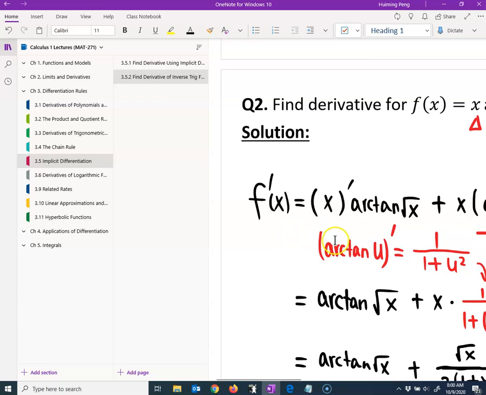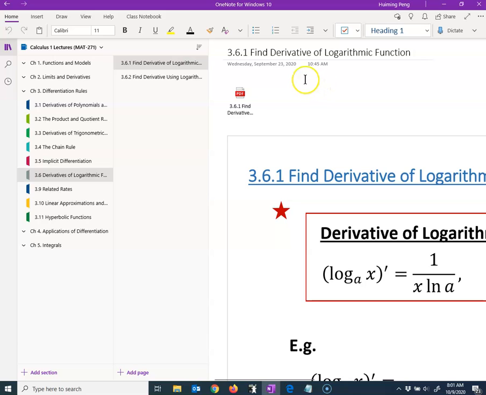In the next video, we are going to deal with the derivative of logarithmic functions, and we will still use implicit differentiation.